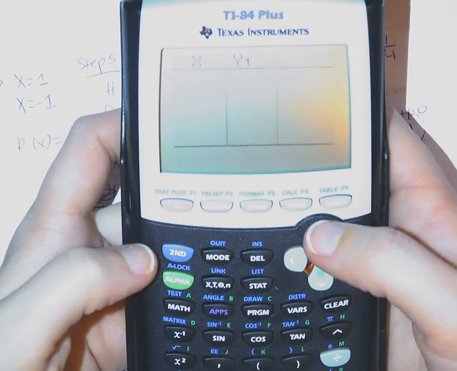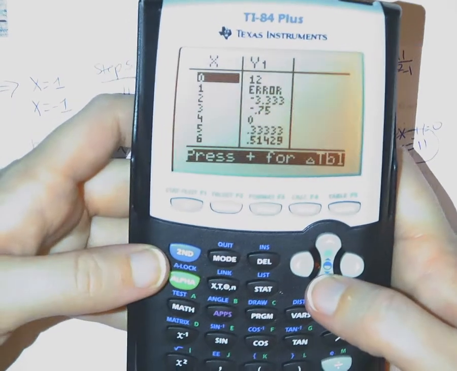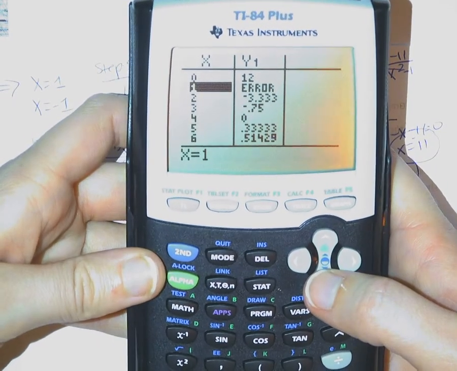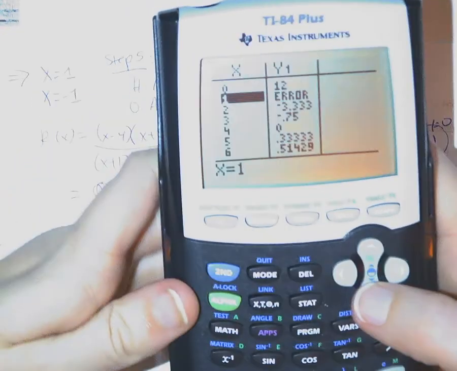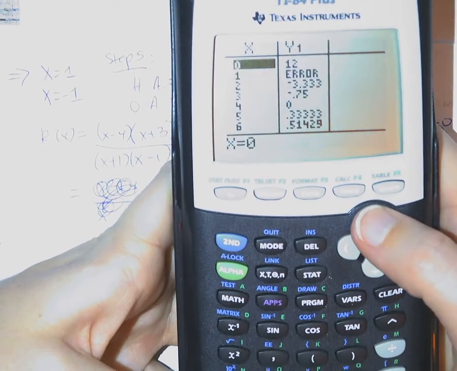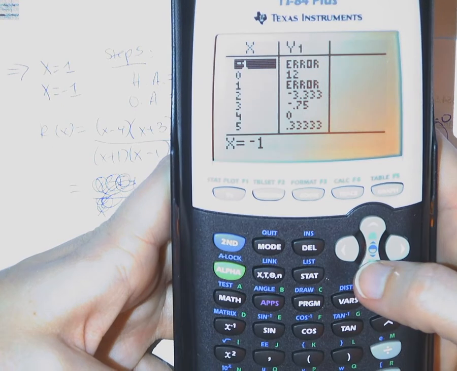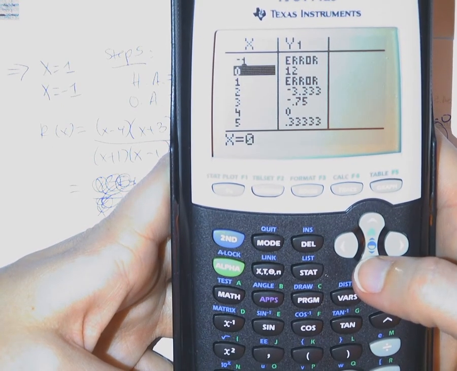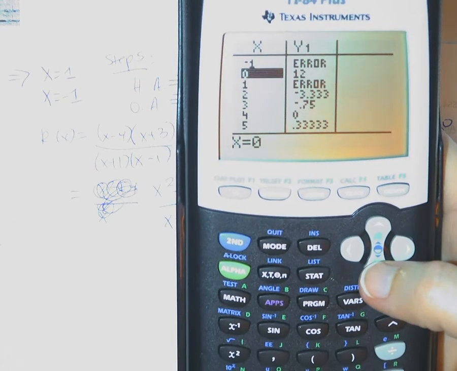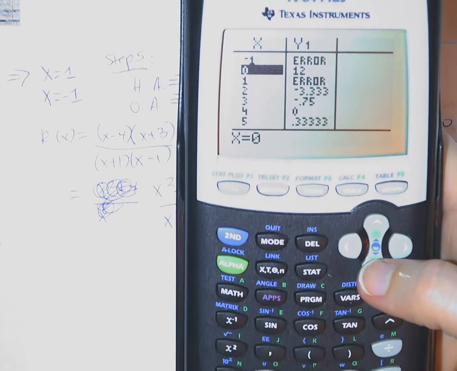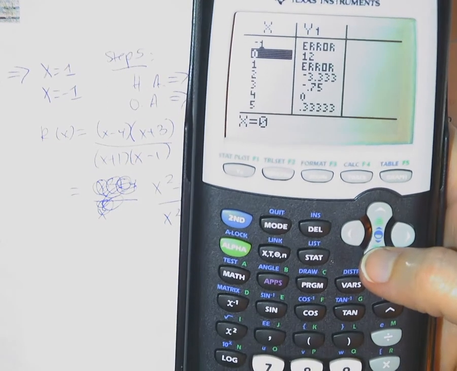So if we go to our table, we see our error at 1 just like we should since we have a vertical asymptote at 1. We should also see it at negative 1 since we had a vertical asymptote there as well. Now let's look at our values. So there's our y-intercept at x equals 0, y equals 12. So that's good to see.